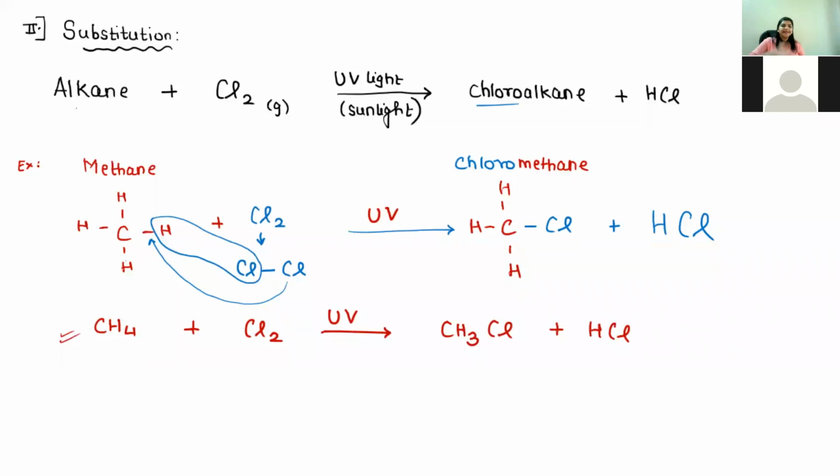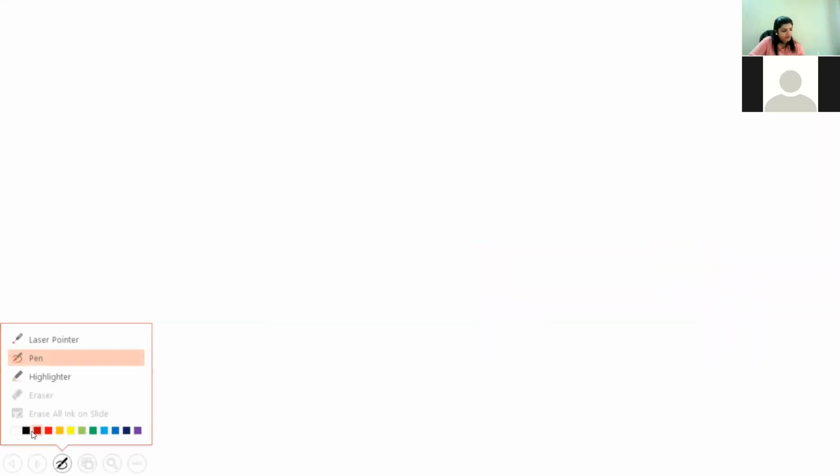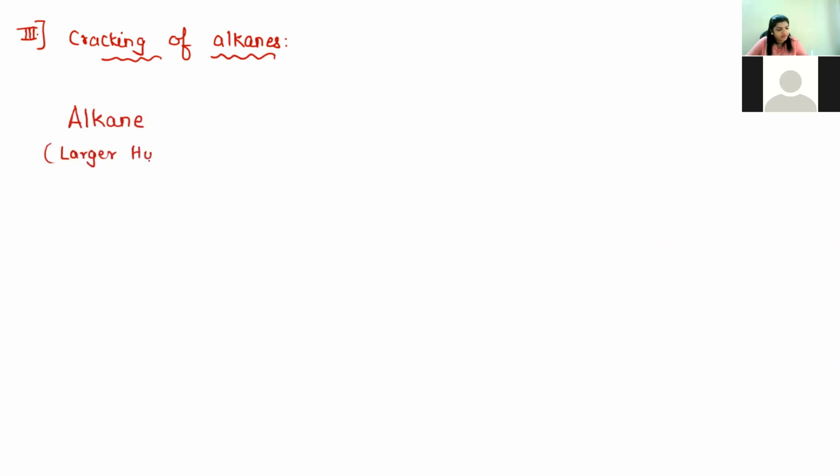There is one more reaction of alkanes, the third one, which is called cracking. Cracking of alkanes means you have an alkane, which is a larger hydrocarbon, which will break. Crack means it will break into two parts. One will be an alkane and one will be an alkene.